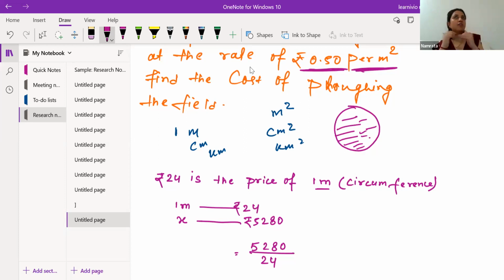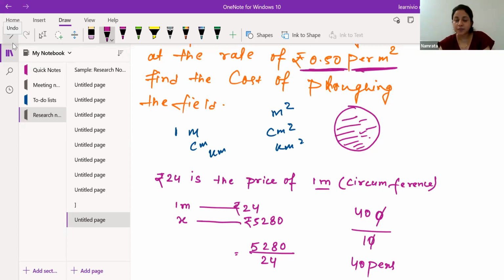Are you getting it? If I have gone to the market and spent, suppose, 400 rupees, and the cost of each pen is 10 rupees, how many pens have I bought? 400 divided by 10, then I can say 40 pens I have bought. Can you see it? Yes.